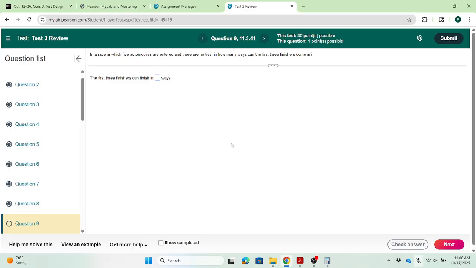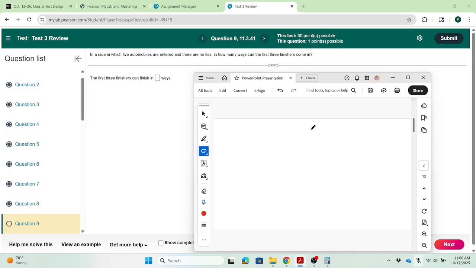In a race in which 5 automobiles are entered and there are no ties, in how many ways can the first 3 finishers come in? So for the first 3, we can select the first one out of 5 in 5 different ways, the second one in 4 different ways, and the third one in 3 different ways.